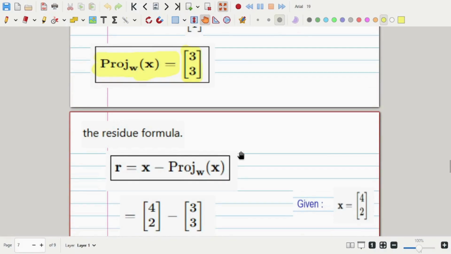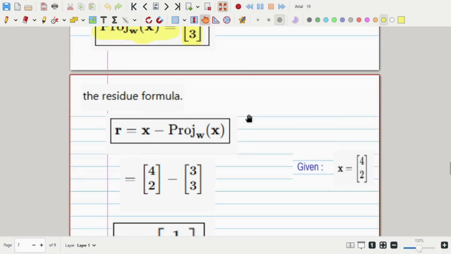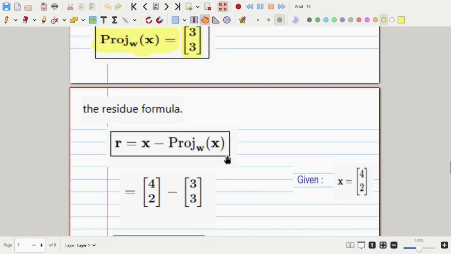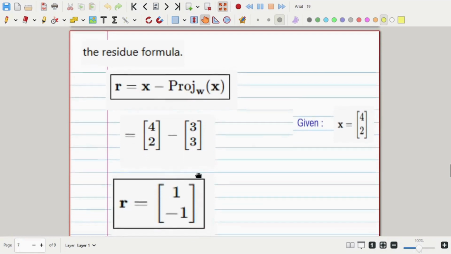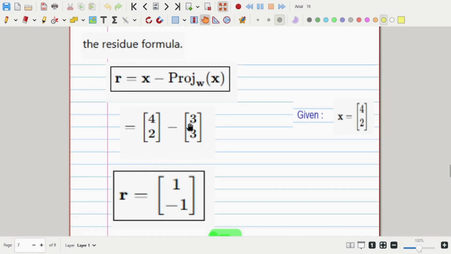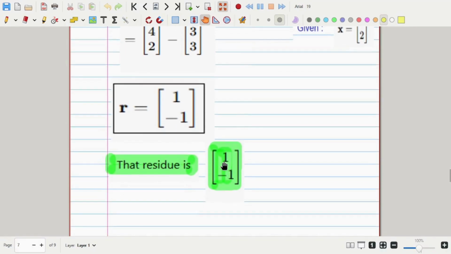Now substitute this value in our residue formula. So x is the original vector. They give x as the column vector 4 and 2. Now substitute the value of the projection of x onto W, that is the column vector with 3 and 3. So 4 minus 3 is 1, 2 minus 3 means minus 1. So the residue is a column vector with first entry 1 and second entry minus 1.